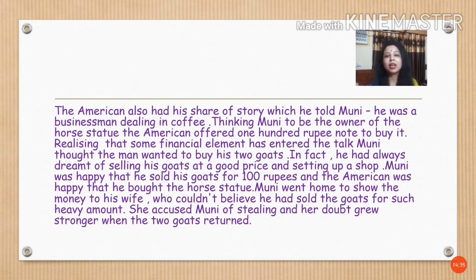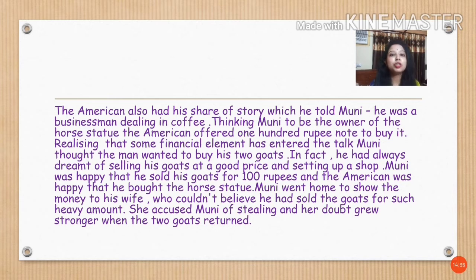The American thought that he gave the money and bought the horse, that is why he was happy. Muni was happy, why? Because he thought he sold his 2 goats and in return he got a lump sum amount which he needed, because we all know he was a poor man and he needed money. So he was very happy that he got so much money in return for his goats.